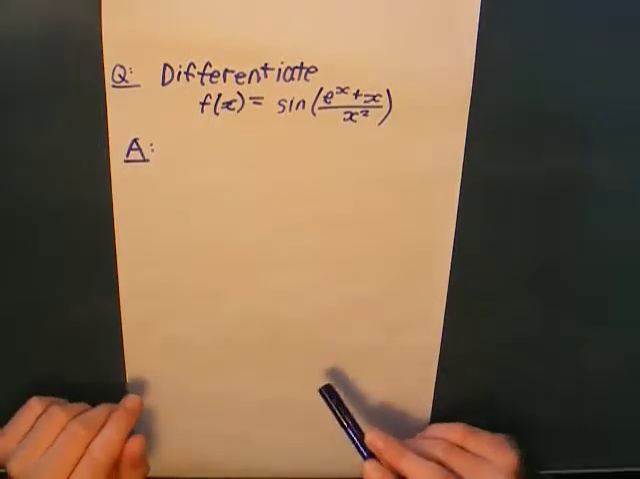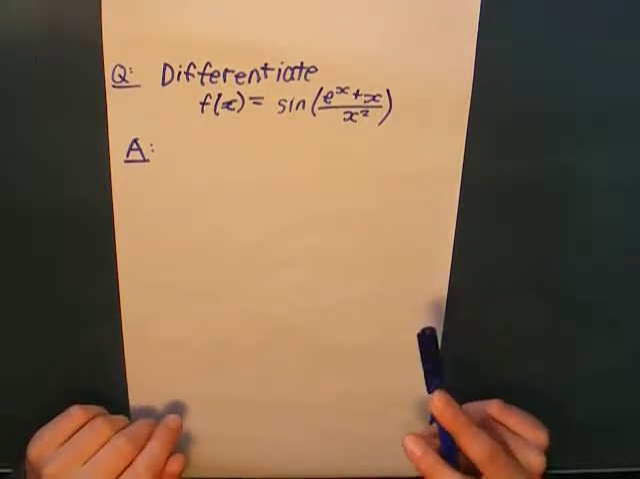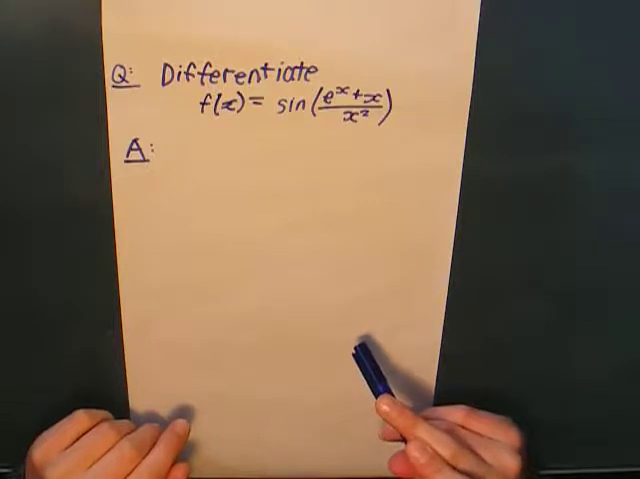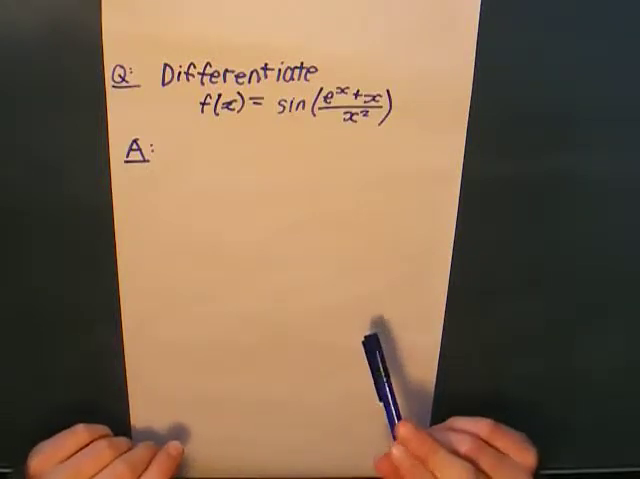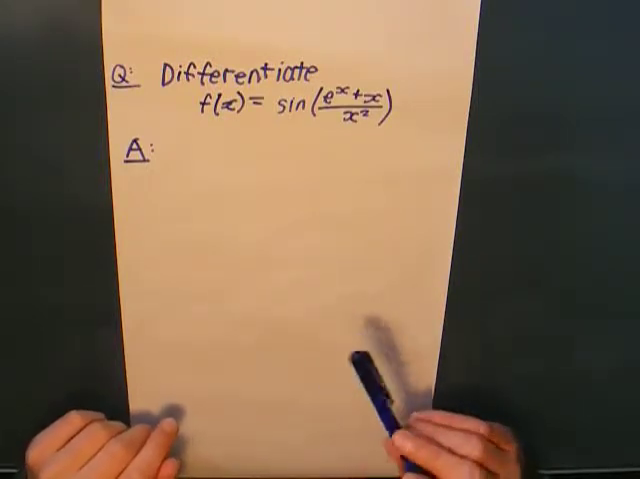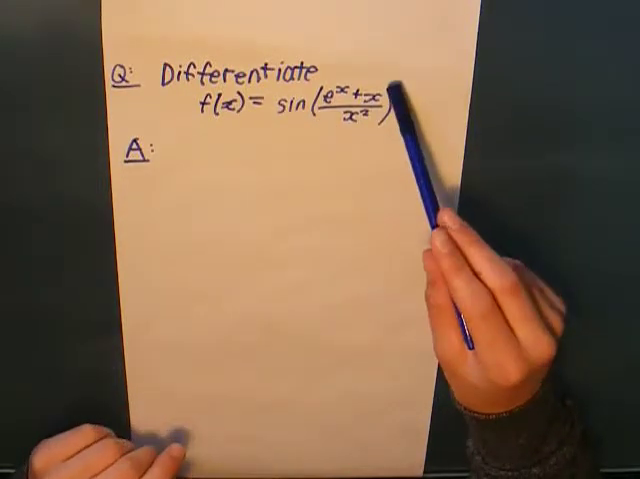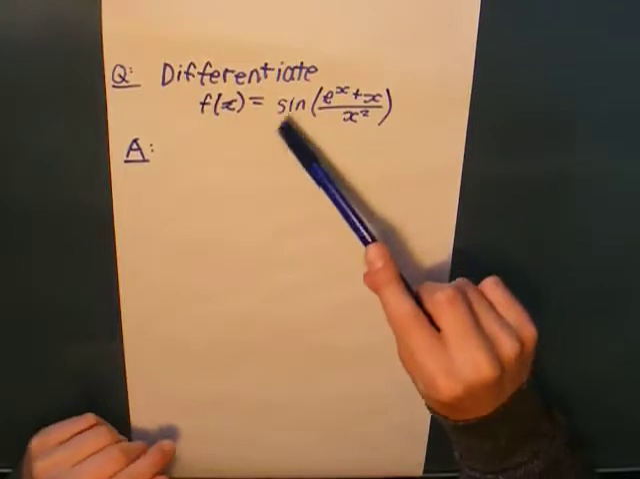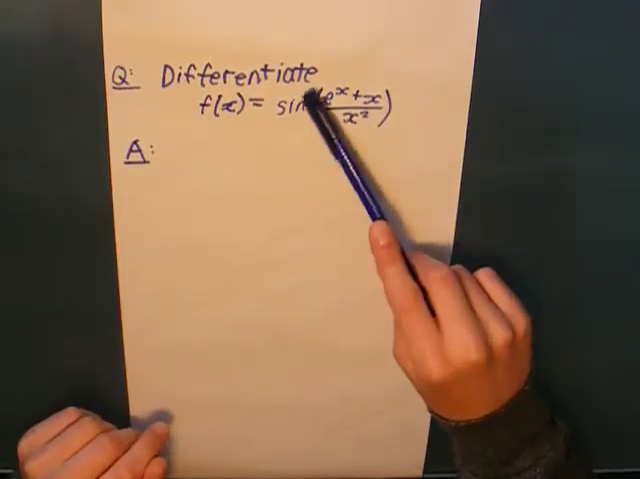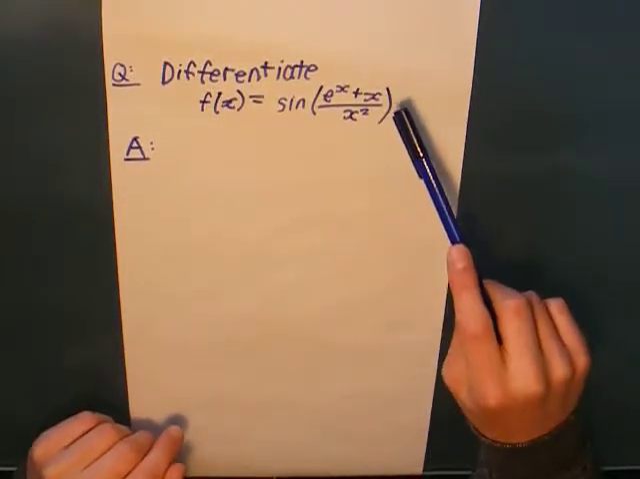So in this video I'm going to be teaching you how to differentiate another complicated function, this time using the chain rule as well as the quotient rule. Okay, so here I've got a function that is of the form sine of a quotient.